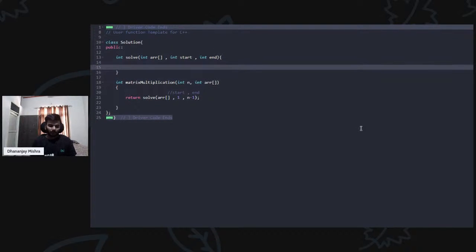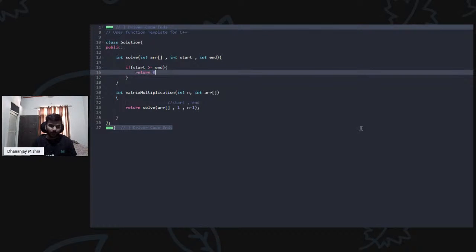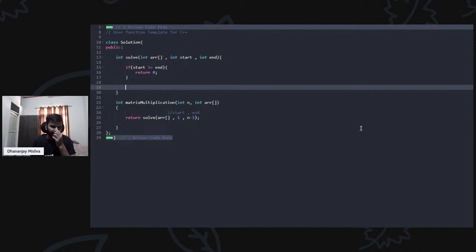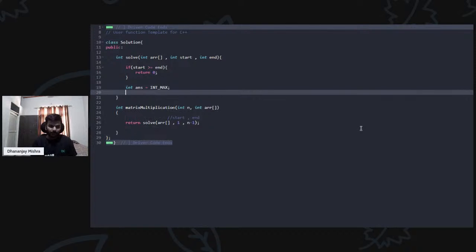Now after that, we had a base condition. If my start is greater than or equal to end, I will return 0, right? Currently I'm writing only the code for recursion. After that we had an answer variable initialized to int max, right?